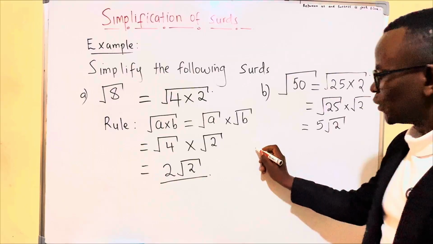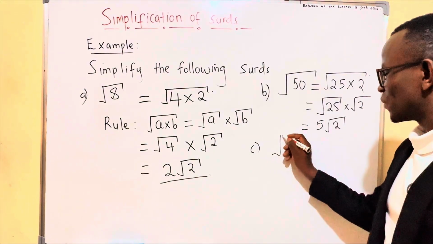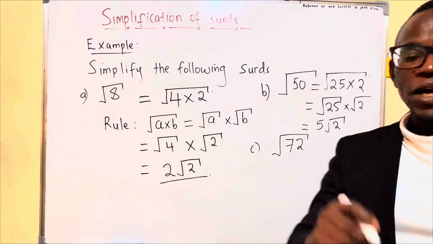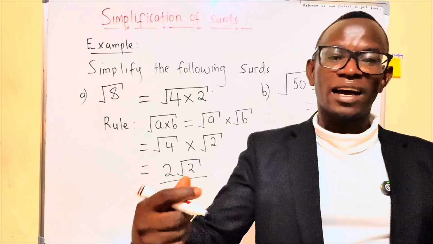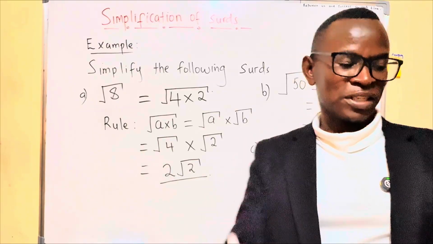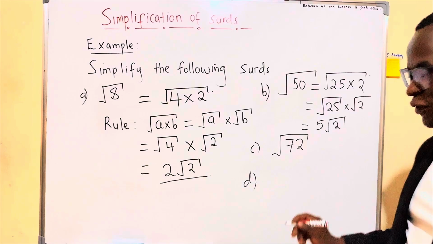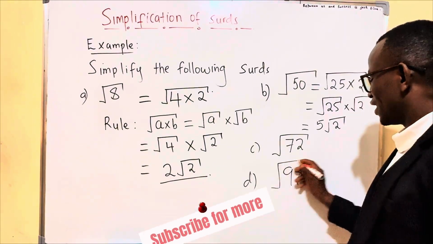So we are going to do part C, that is the square root of 72. Now, when you finish getting the answer, please put it under the comment section. Then part D, we are going to simplify the square root of 98.